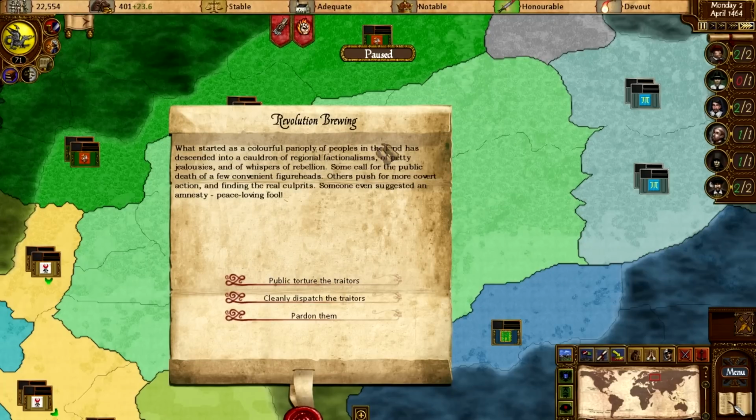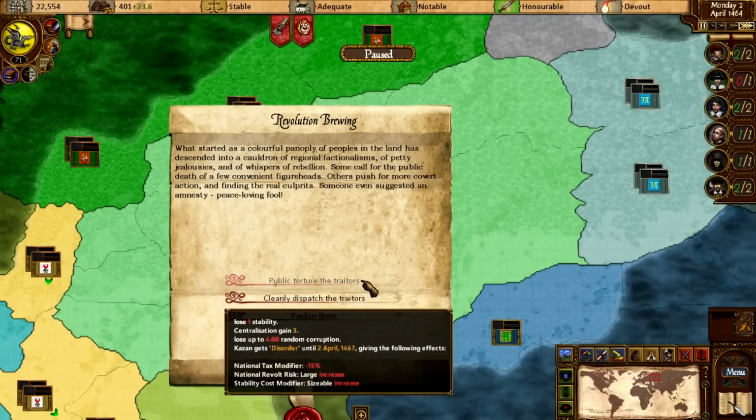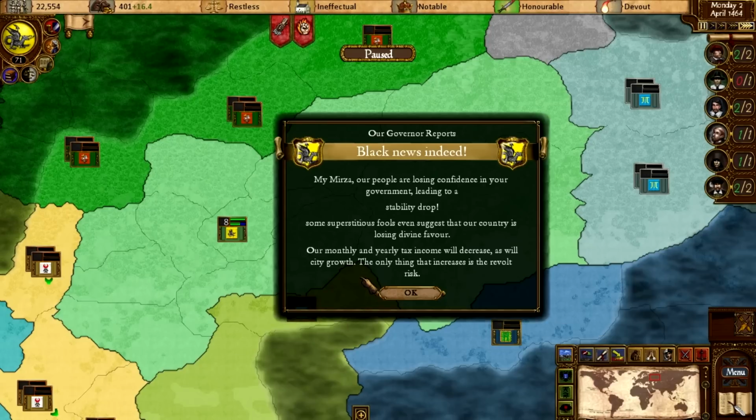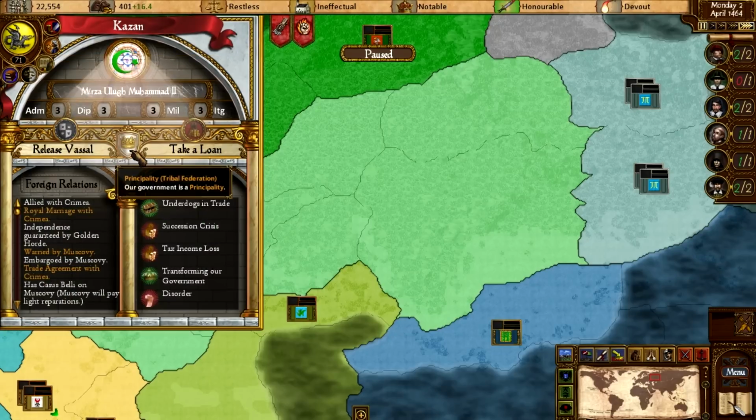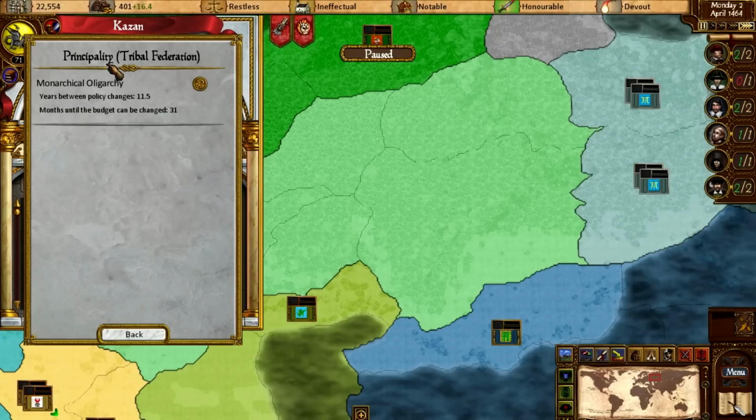I have a revolution brewing here. I will publicly torture the traitors. My nation is collapsing instead of advancing. I am now a tribal federation. I move backwards from monarchical oligarchy to a tribal federation.